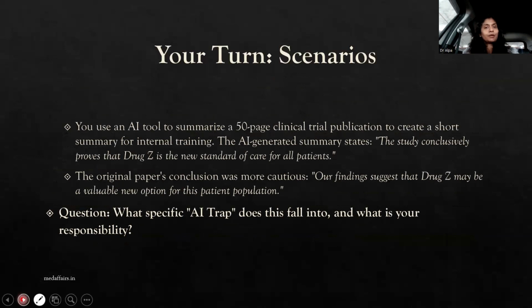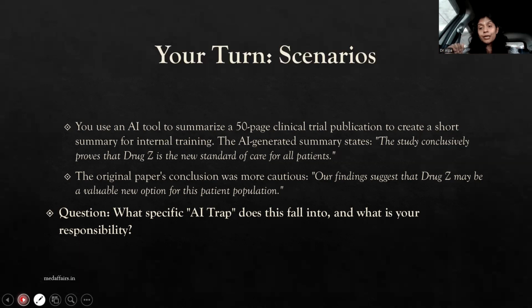So yeah, we have one more. You use an AI tool to summarize a 50-page clinical trial publication to create a short summary for internal training. The AI-generated summary states the study conclusively proves that drug Z is the new standard of care for all patients. The original paper's conclusion was more cautious: Our findings suggest that drug Z may be a valuable new option for this patient population. So, what specific AI trap does this fall into?